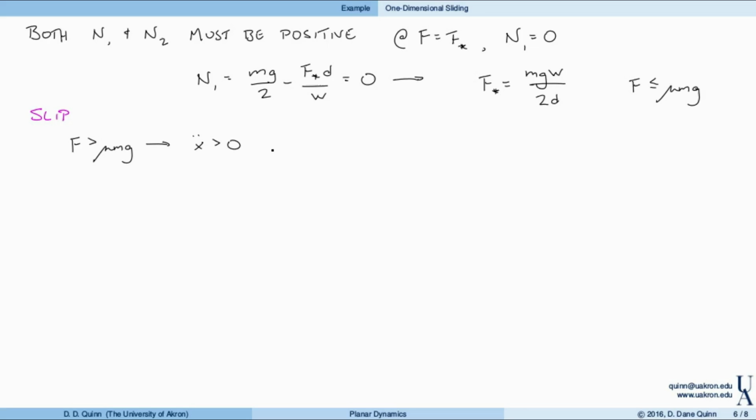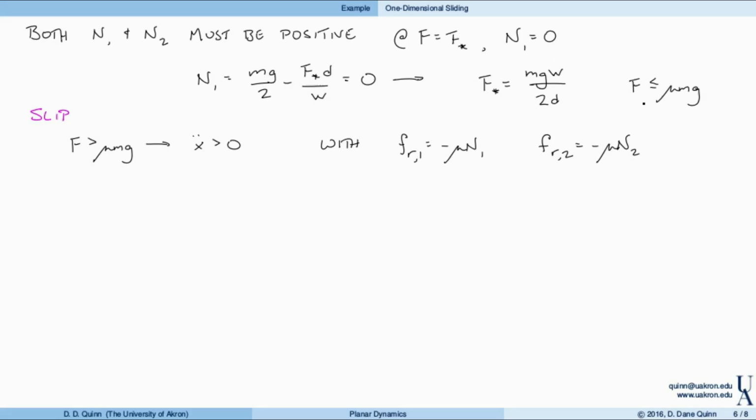And as a result, we can use our friction law and say that Fr1 is equal to minus mu N1. And here we're making the assumption that the block moves to the right because it was released from rest. X double dot is positive, and so again x dot begins to increase and is positive as well. So the friction force acting on the left is minus mu N1, while Fr2 is minus mu N2.